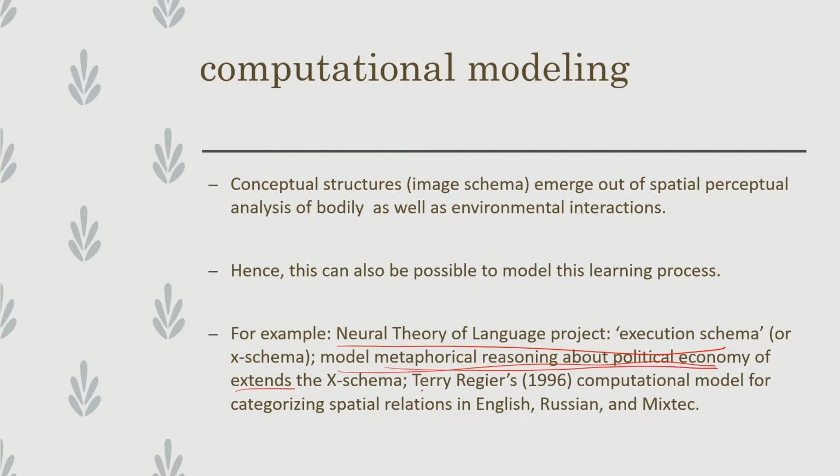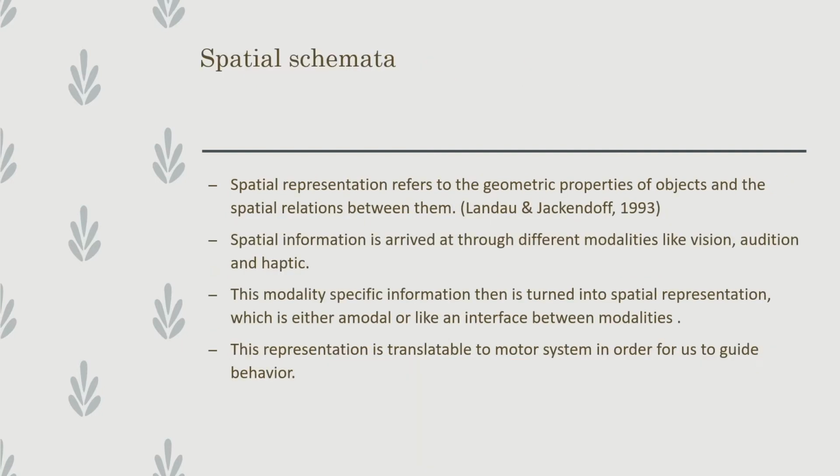And similarly, of course, we have seen Regier's computational model for categorizing spatial relationships in Russian and other languages, which we have seen before. So, computational modeling is yet another area, AI is yet another area which uses the notion of image schema, albeit in a slightly different way, but the fundamental understanding remains the same.